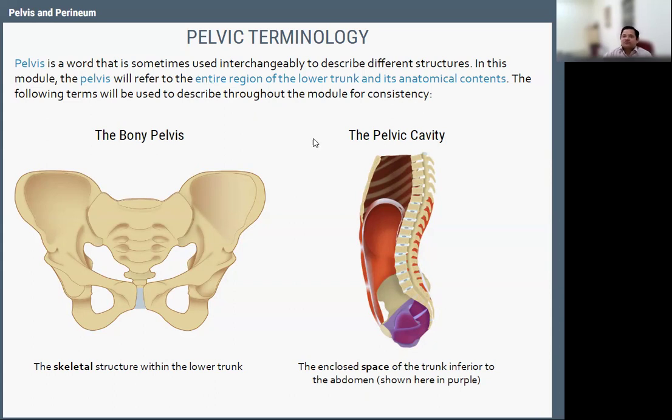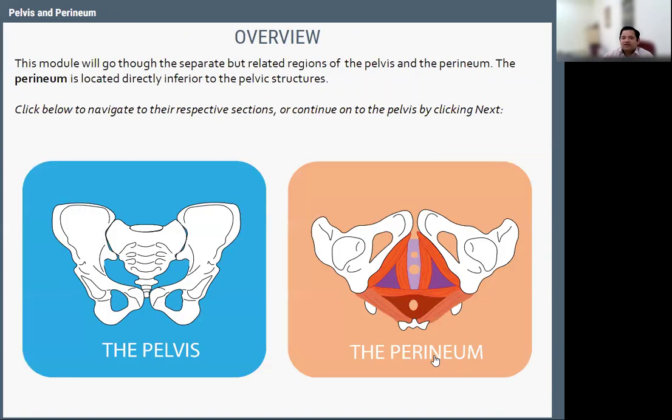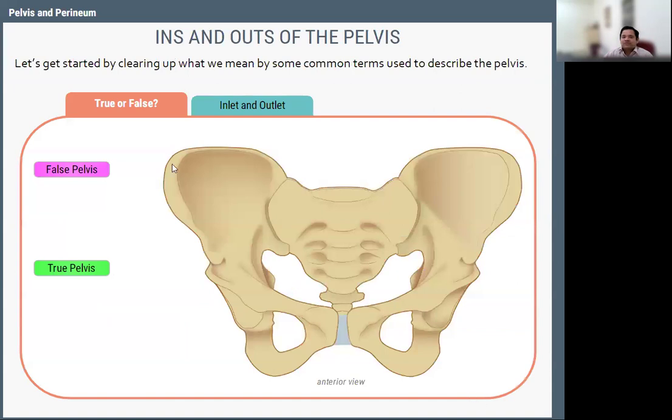So the following terms you can see: the bony pelvis. It is the skeletal part, the bony part, like ilium, ischium and pubis, and on the back side the sacrum. So this constitutes the bony pelvis. And then there is the bony cavity. It is the enclosed space of the trunk inferior to the abdomen, which is shown here in purple. So these two are the basic terms: bony pelvis and bony pelvic cavity. So we have to go through the pelvis first.